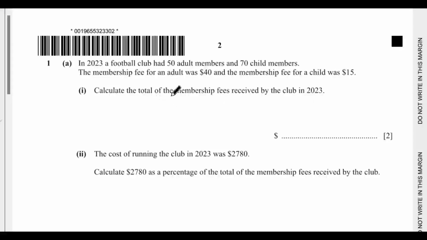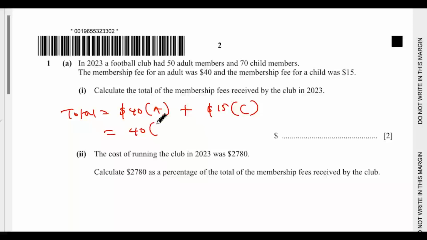So let's denote the adult members by A and the child members by C. That implies the total equals $40 times A, the number of adults, add $15 times C, the number of child members. So that will be 40 times 50 adult members, plus 15 times 70 child members. So you can input this into your calculator and that will give you the answer straight away.